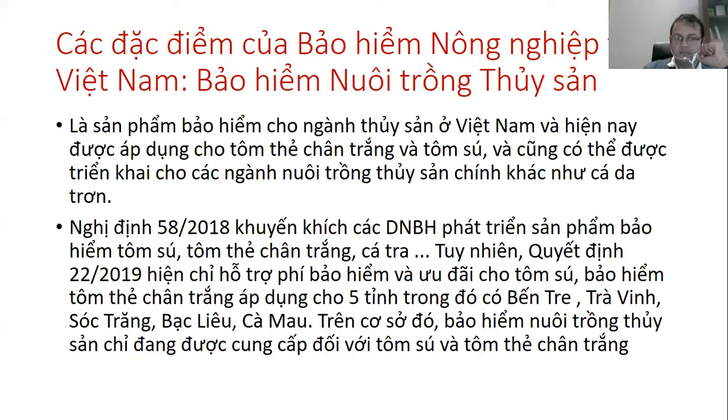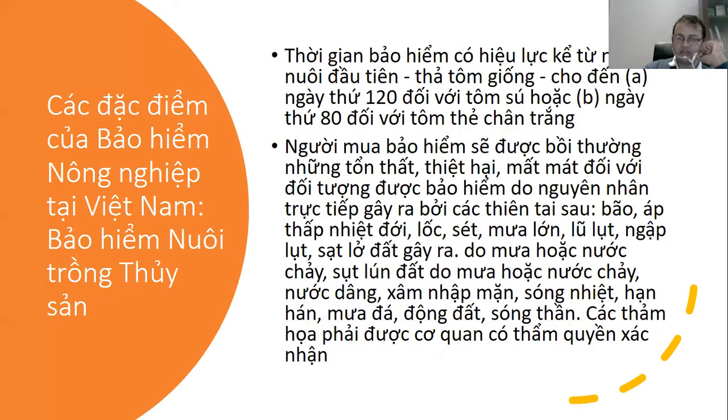Okay, so if we look at some of the details of this product in the next slide, some of the specific features of aquaculture insurance in Vietnam. Now, the insurance duration or the insurance period is basically valid from the first farming day, which is the day when the stocking of the shrimps takes place, until either the 120th day for black tiger shrimp or the 80th day for white-leg shrimp.